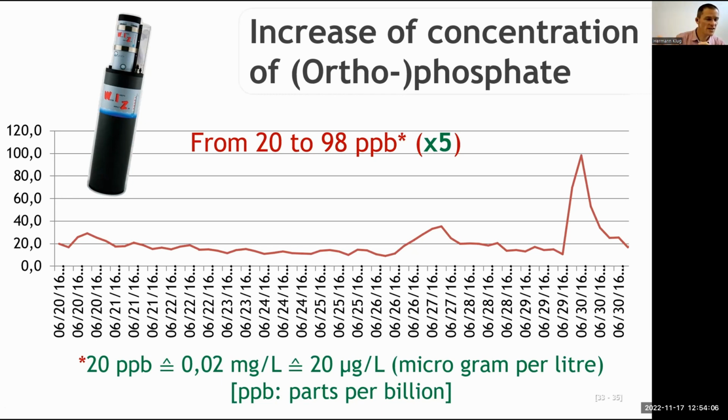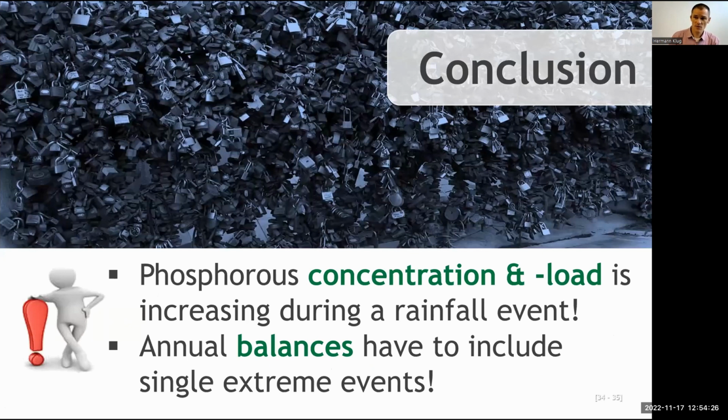But that is the concentration. Now we have to multiply the 100 parts per billion with 23, because the water load, the discharge, was also increasing a lot. And that's why during these particular events, a lot of runoff is taking place. So the phosphorus concentration and load is increasing during a rainfall event. And not only the phosphorus load is important, you have to include those types of heavy rainfall events into your annual balances.